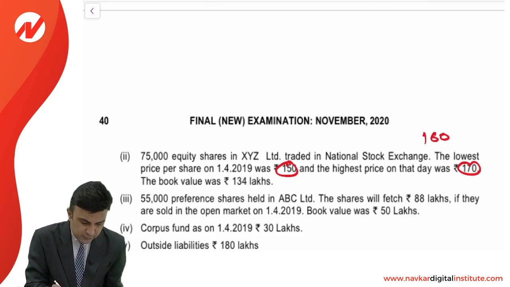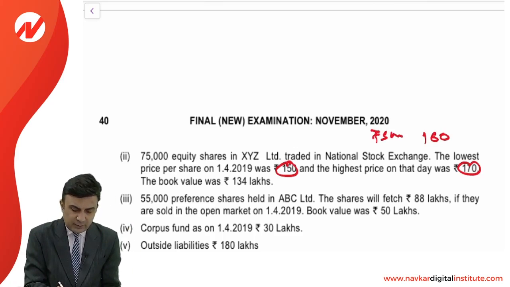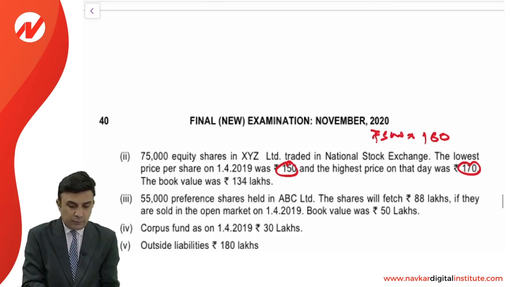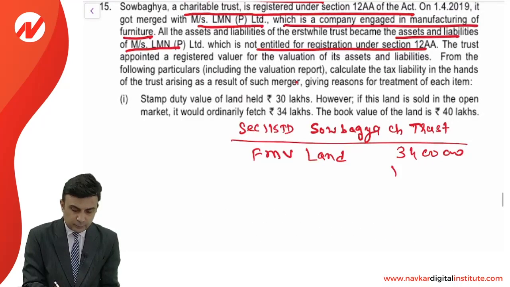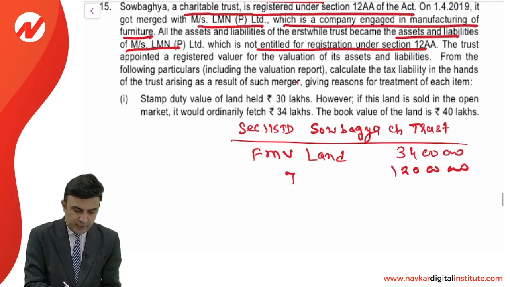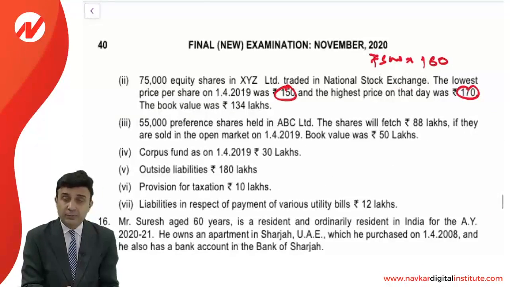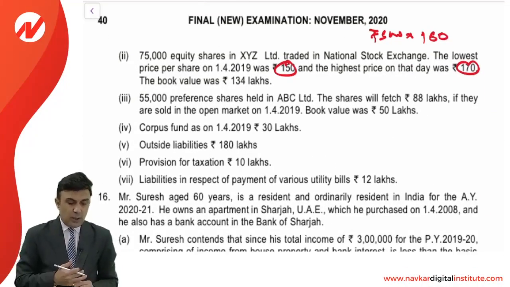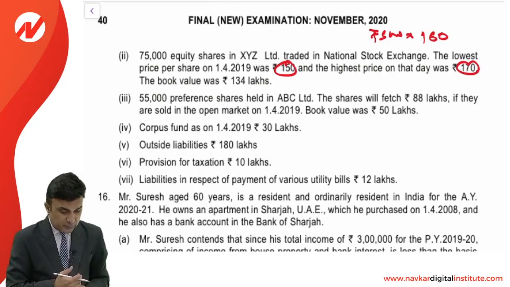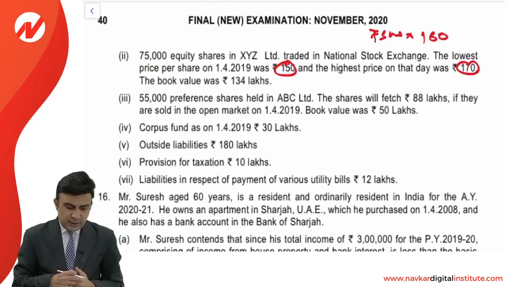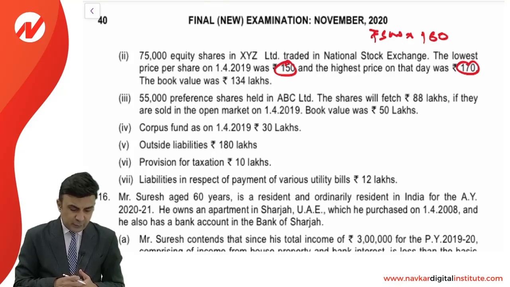That comes to 160 multiplied by 75,000, which will give you, friends, 1 crore 20 lakh for shares. I am again taking into account the fair market value on the basis of lowest plus highest divided by 2. 55,000 preference shares held in ABC Limited, the shares which will fetch 88 lakh if they are sold in the open market.